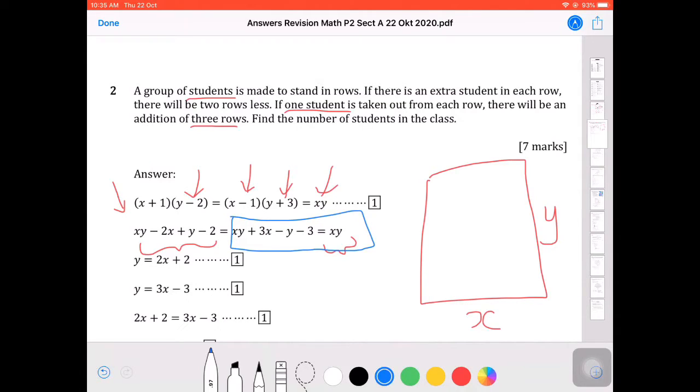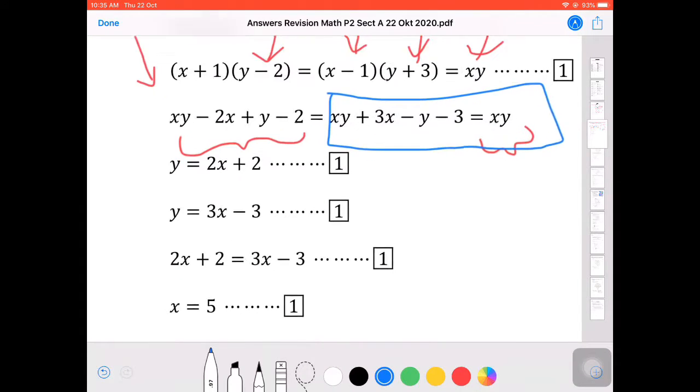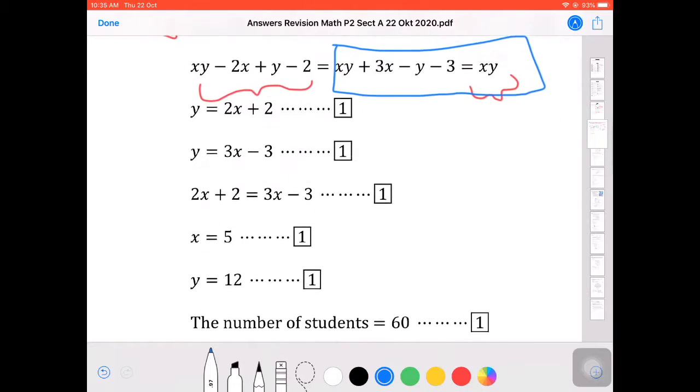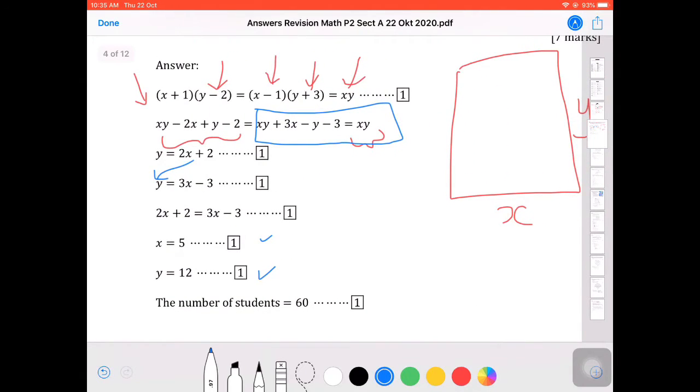Once you have 2 equations, we can use the substitution method. Here we're going to substitute y equals 2x plus 2 into the other equation. You substitute everything there, so you can find the value of x. The x value will be equal to 5 and the y value equal to 12. We can use the substitution method, or you can use the elimination method if you want. Both will give you the same answer. Don't worry.